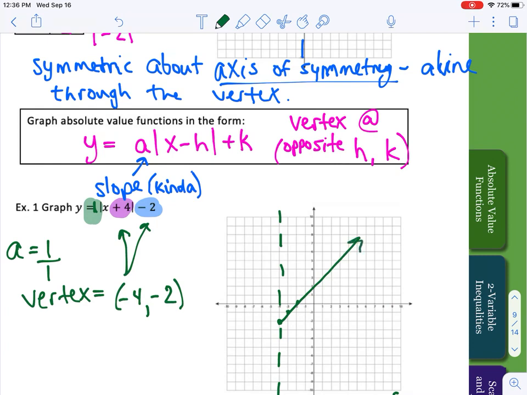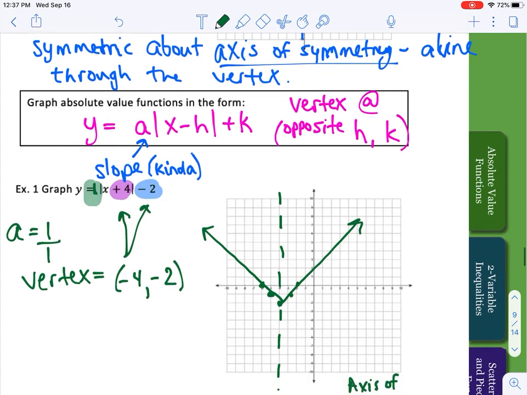Now an absolute value always makes a sort of V. So now we can reflect this across. We're 1 away from the axis of symmetry, so our new point is right here. We can do that as well. We're 2 away, so our new point is here. Or you can think of it being the negative slope, the opposite slope of what we had originally. So then we graph negative 1, 1. And that is our graph with our vertex and our kind of slope.